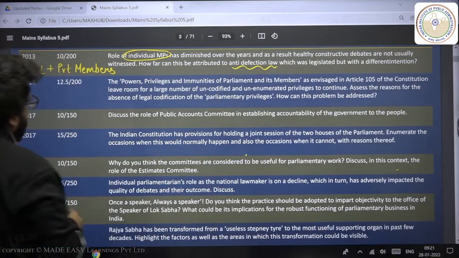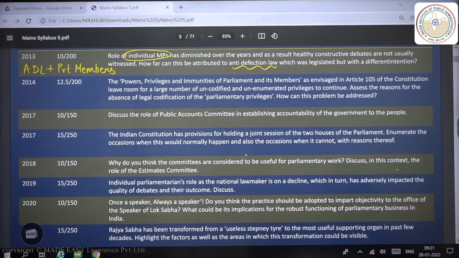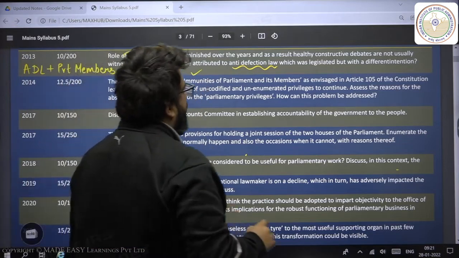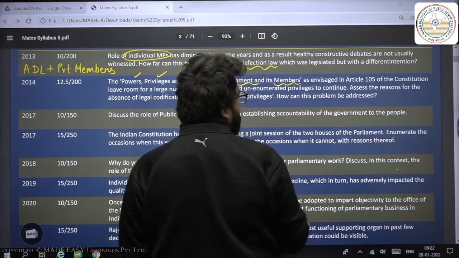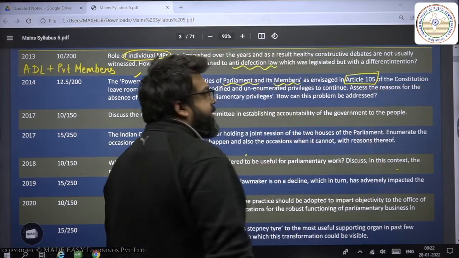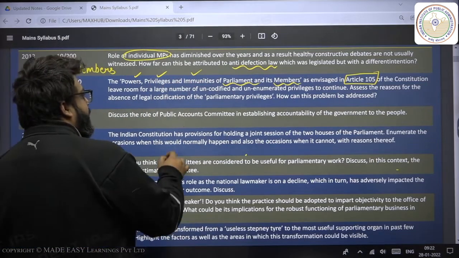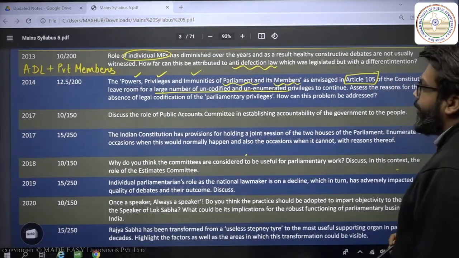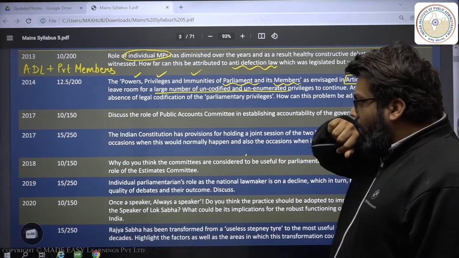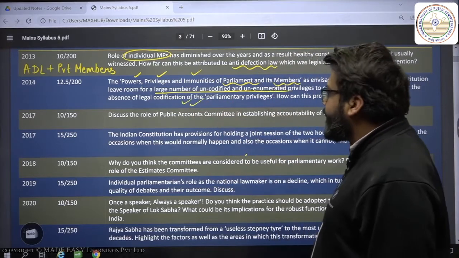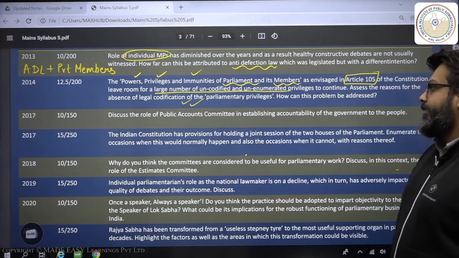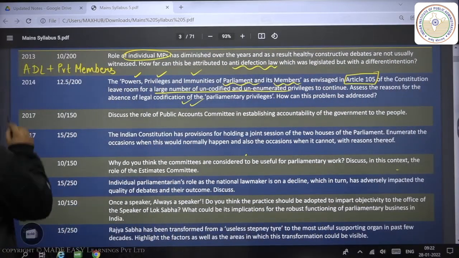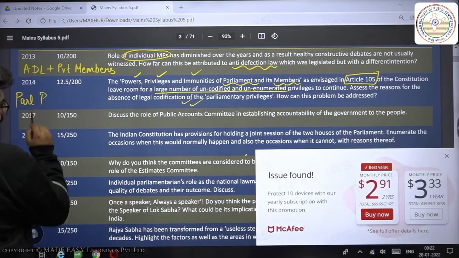Now, 2014, a 12.5 marker, again for 200 words. Let us see what the question was. The powers, privileges and immunities of the Parliament and its members, as envisaged in Article 105 of the Constitution, leave room for a large number of uncodified and unenumerated privileges to continue. Assess the reasons for the absence of legal codification of the parliamentary privileges. How far can this problem be assessed? Again, a simple question on the analysis of parliamentary privileges.